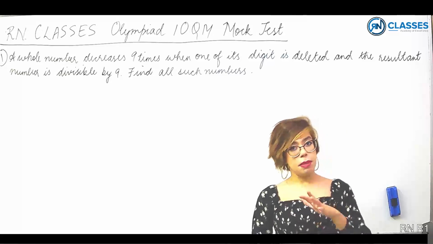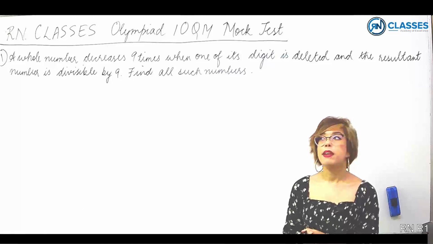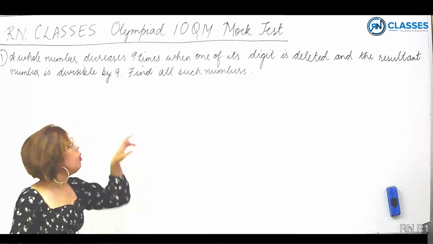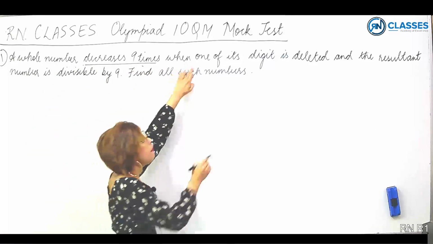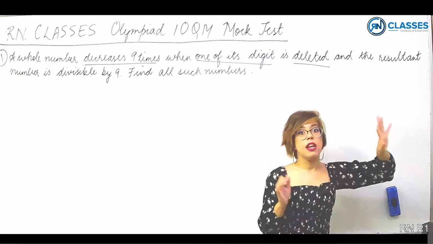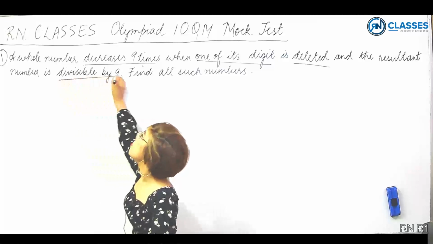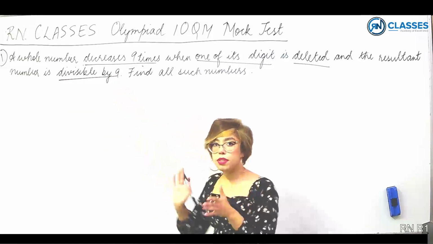Now we'll be discussing paper 2, which consists of 3 questions which are of NMO level, and we will start with question number 1. Now he says a whole number decreases 9 times when one of its digits is deleted, and the resultant number, as in after deleting the digit, is divisible by 9. And he says find all such numbers.